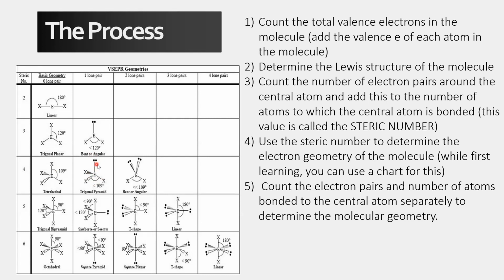For example, if you had a steric number of 5, then your electron geometry will be trigonal bipyramid. And if you had, let's say, 4 atoms and 1 lone electron pair, then you look across here for which of these has 1 electron pair. It looks like this one. So you know that the molecular geometry of that molecule will be sawhorse or seesaw.